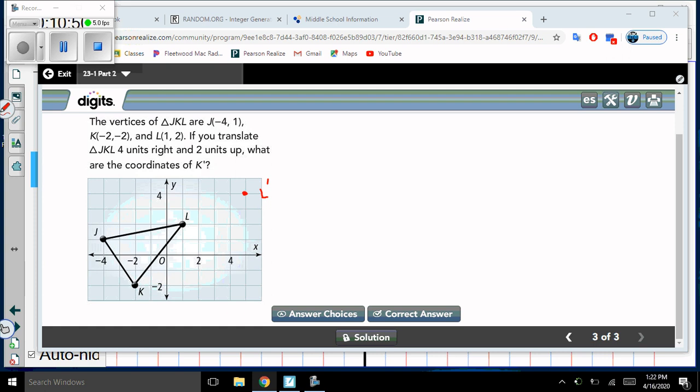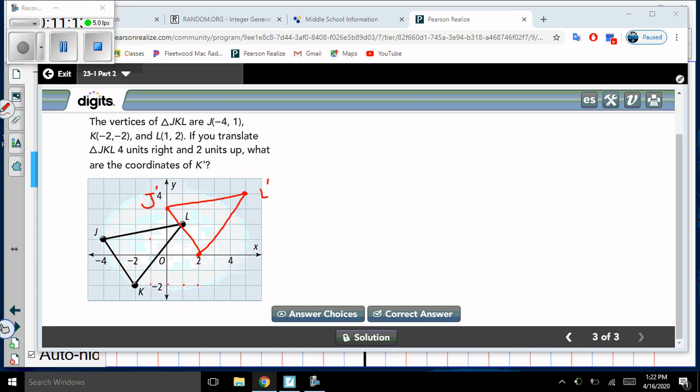4 right and 2 up. 1, 2, 3, 4, up 2. So there's my J prime. And if I go 4 right and 2 up on K, 1, 2, 3, 4, up 2, it should be located right there. So if I drew the line there for those, that should be the triangle that I have created.